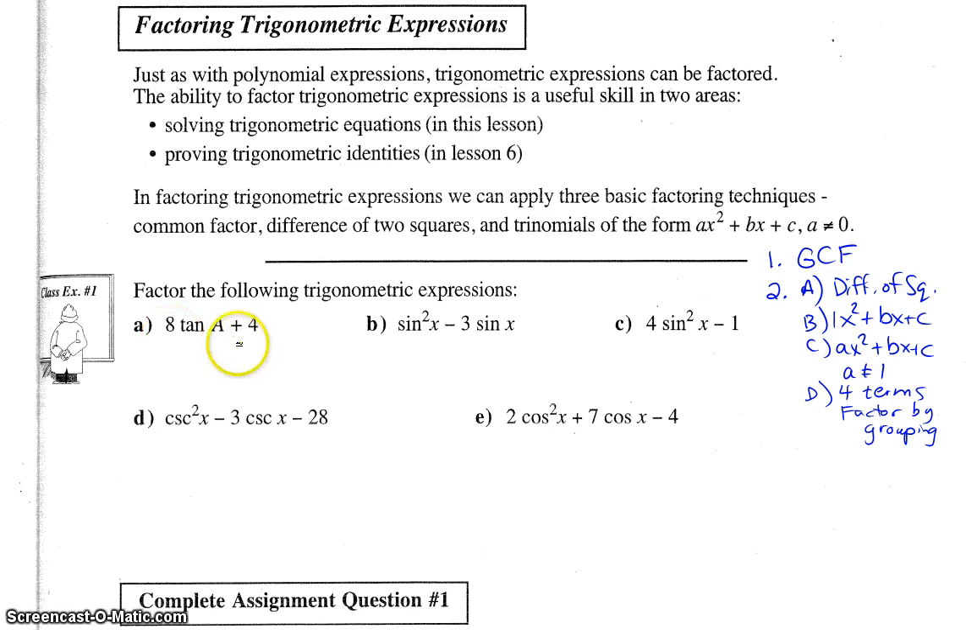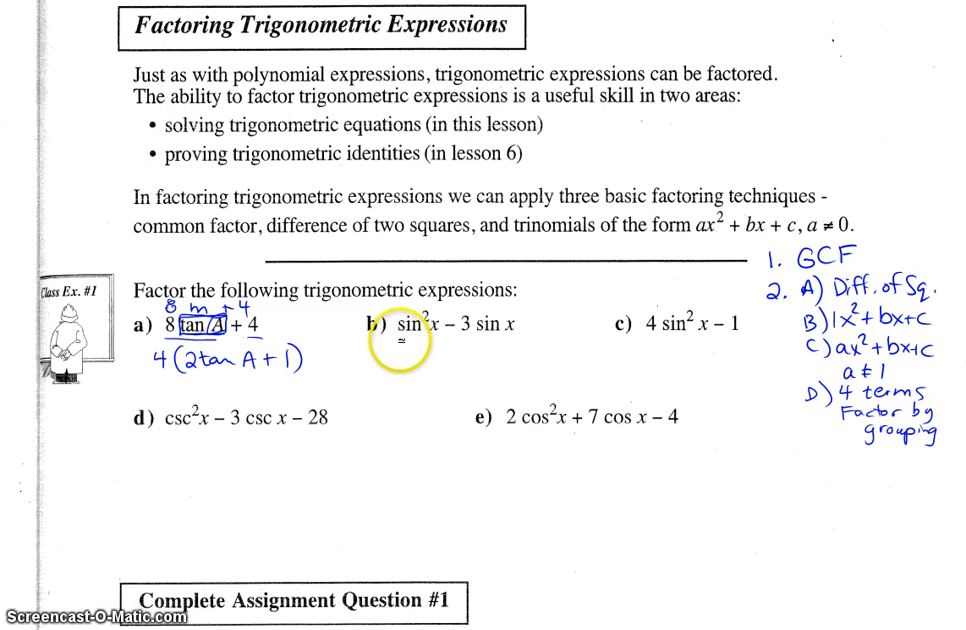Okay, so let's look at the first one. We have 8 tan A. First of all, let's talk about this. This inside here is part of the tan. So when you look at this, you should look at that as all one thing. So we have 8 tan A plus 4. We have a greatest common factor of 4. So yes, we could factor 4 out, and we would have 4 and then brackets 2 tan A plus 1. Okay, that tan A is like having something like m. Same idea.